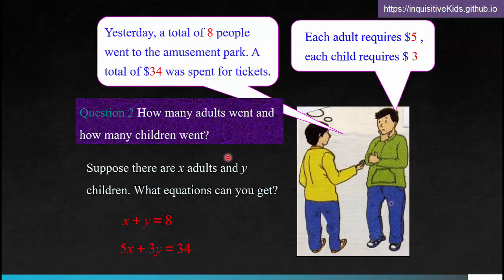Well, we know that there's a total of 8 people and can either be a child or an adult. So X plus Y is equal to 8. 5x, which means $5 for every adult, plus 3Y, $3 for every child. All of that added together has a total of $34 for tickets.